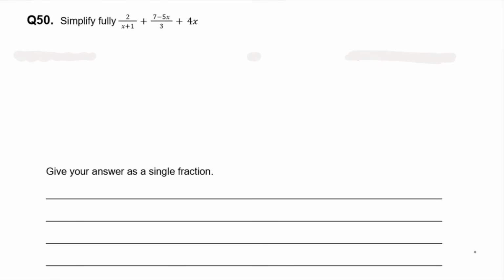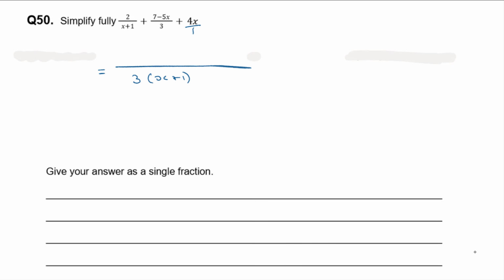Question 50, simplify fully 2 over x plus 1 plus 7 minus 5x over 3 plus 4x. Okay, so now it wants to give us the answer as a single fraction. So I think I'm going to rewrite that last fraction as 4x over 1, and find a common denominator for all three. On my denominator I'm going to have the 3 and the x plus 1 and the 1, which doesn't really do anything. So it's just going to be 3 lots of x plus 1.